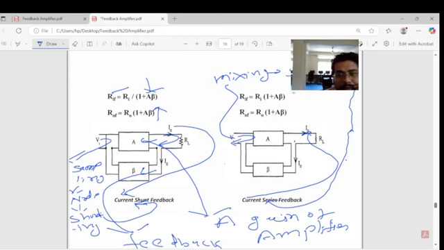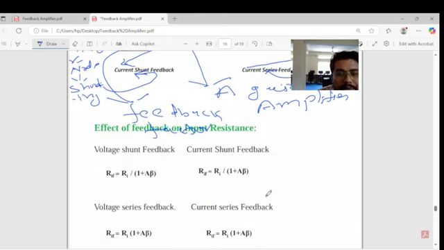Here input impedance is increased. Here output impedance is also increased. Both will be increased. So this is the feedback effect. We can see the effect of the feedback amplifier in voltage and resistance.